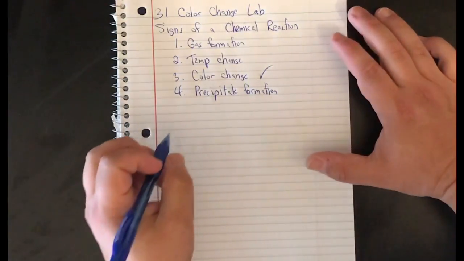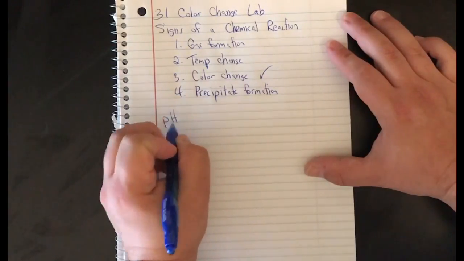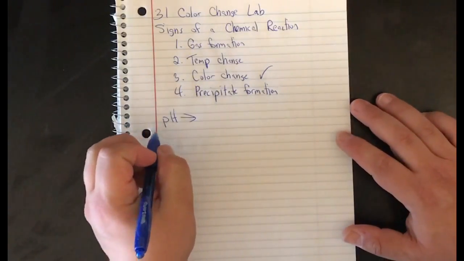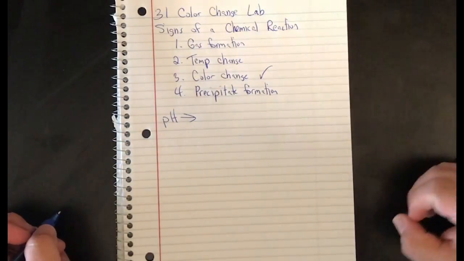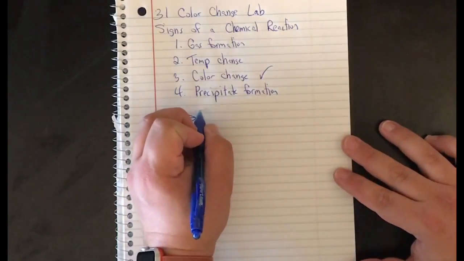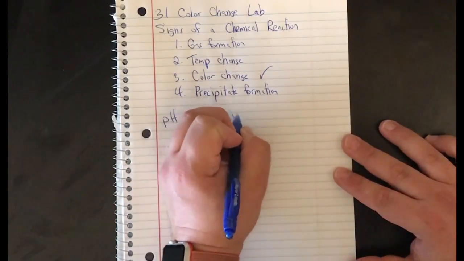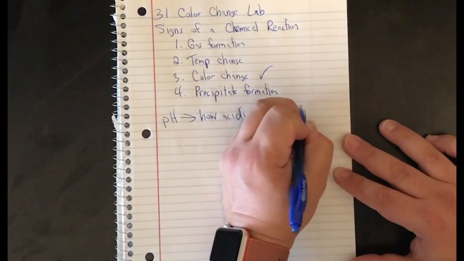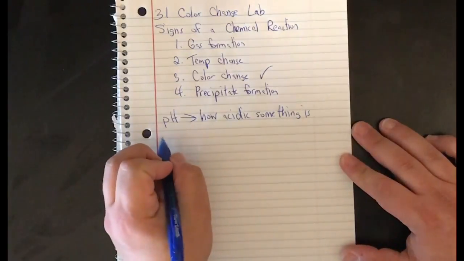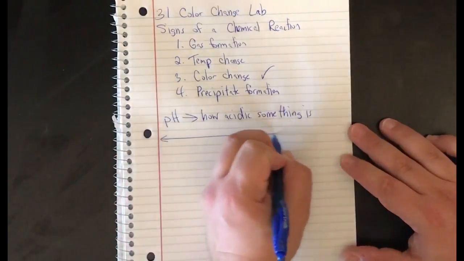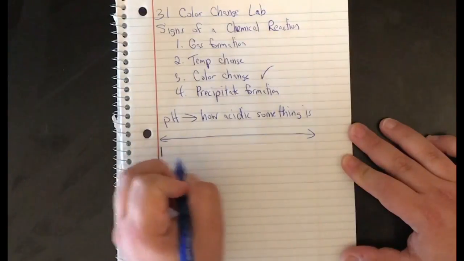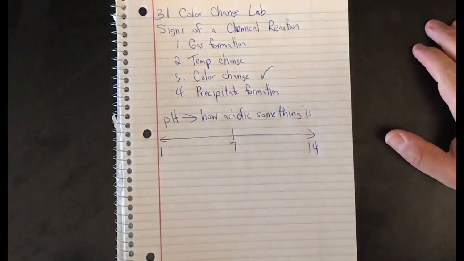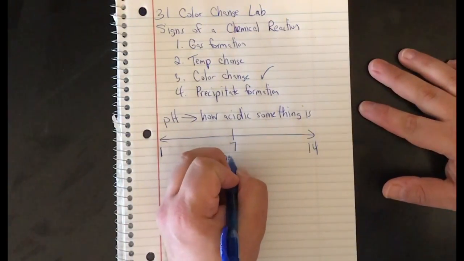Now, to look at color change, we have to talk about an idea that's called pH. You've probably heard of pH before. You may even have an idea of what it means. What the P and the H stand for is actually kind of complicated, so we're not going to get into it right now, but it's a measure of how acidic something is. And as you might know, the pH scale generally goes from 1 to 14 with 7 in the middle. Something that has a pH of 7 is called neutral.